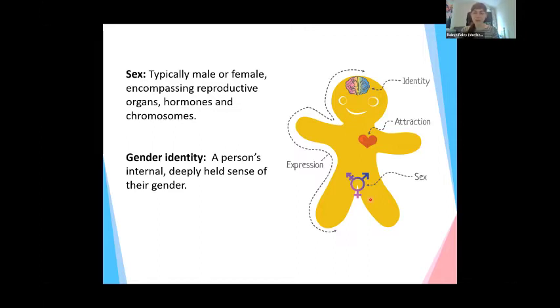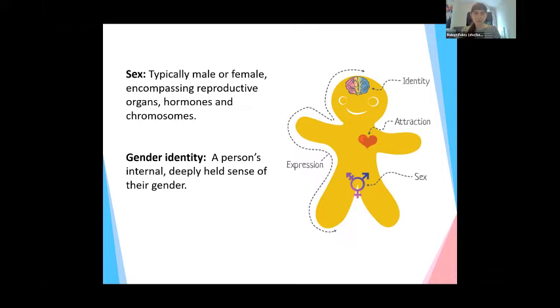So at birth, infants are assigned a sex based on their external sex organs. So perhaps someone observes a penis when the baby is born and will announce it's a boy. So that would be a baby who is assigned male at birth. Or someone will observe a vagina when a baby is born and announce it's a girl, which would be assigned female at birth. Most people use this term interchangeably with gender, but I'll explain in a second why perhaps that isn't the most useful thing.